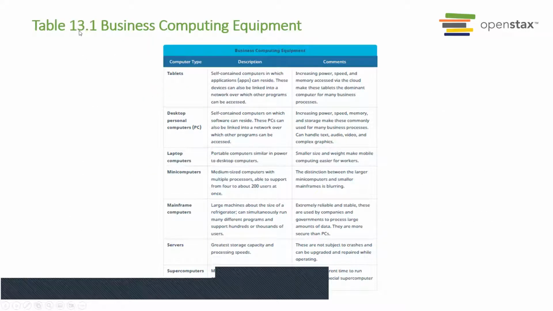Here's a table related to business computing equipment. It talks about tablets, personal computers that are desktop, laptop computers, mainframe computers, minicomputers, servers, supercomputers. Read through the description and comments related to each of these computer types.